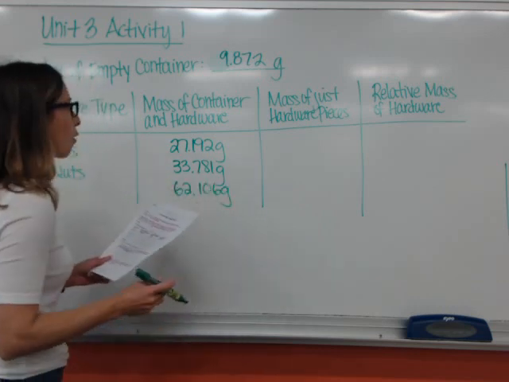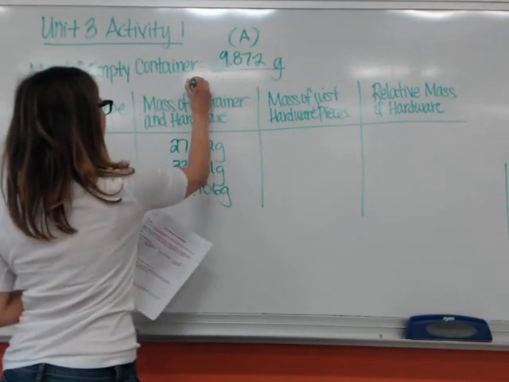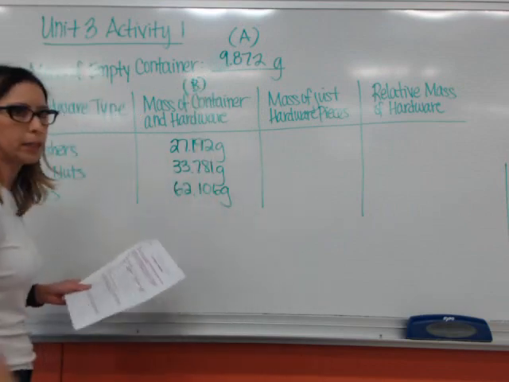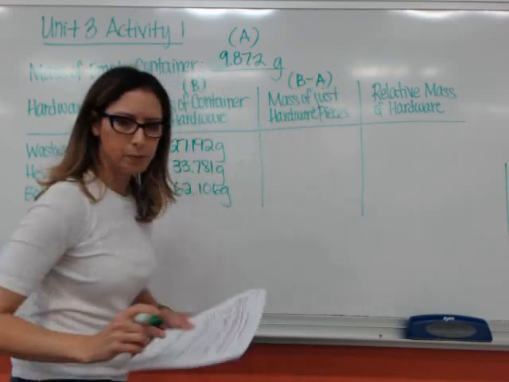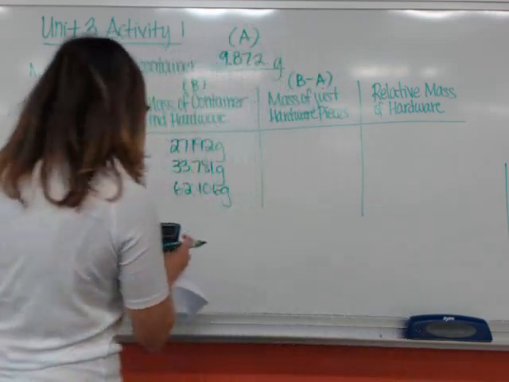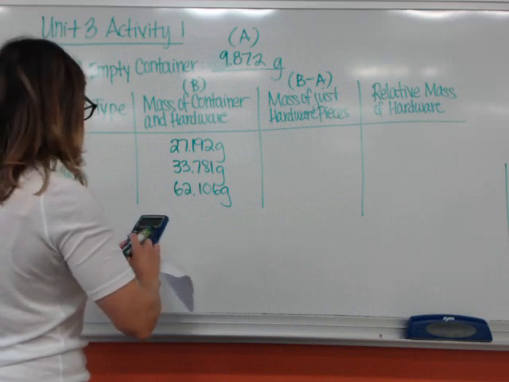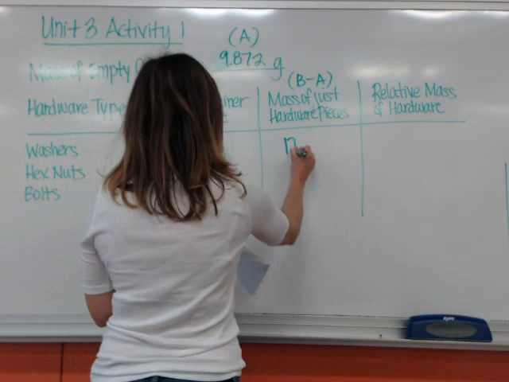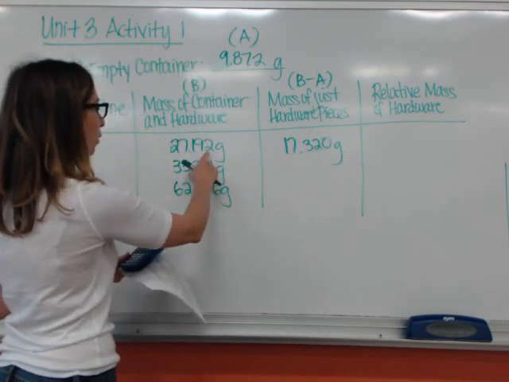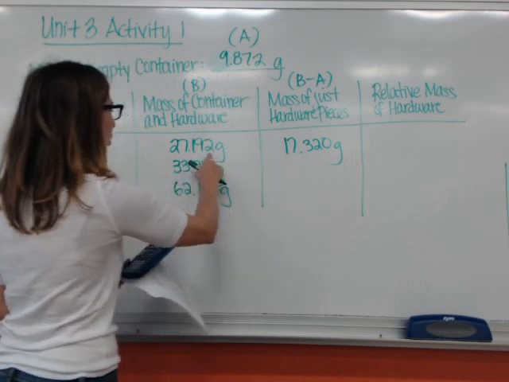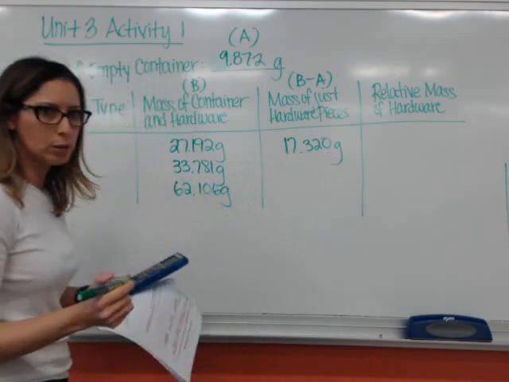62.106 grams. Now, if we want just the mass of the hardware, if we think of this container as being A and the mass of the container and the hardware being B, if you want the mass of just the hardware pieces, you're going to take B minus A. So you need your calculator. You're going to take 27.192 minus 9.872. This is 17.320 grams. Remember, when you're adding or subtracting, you look for the fewest decimal places. Each one of these goes to the tenths, hundredths, thousandths place. So you have to record this to the thousandths place as well.